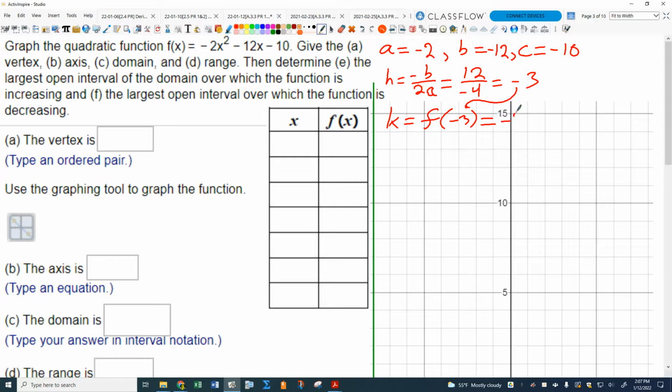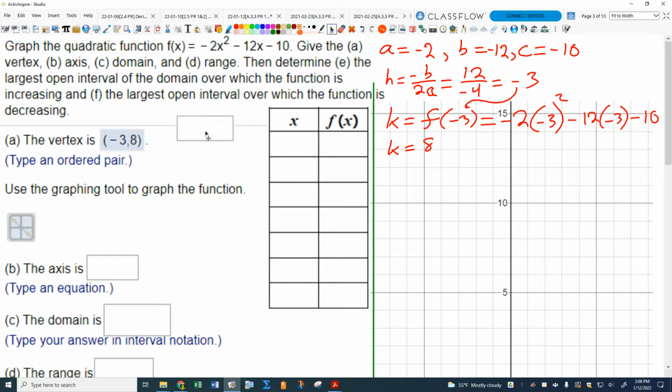So that's going to give me negative 2 times, instead of an x, I've got the quantity negative 3 squared, minus 12 times negative 3 minus 10. So what's that giving me? 9. See, this is good mental math practice. See if we can crank this out mentally here. So I'm getting positive 9 times negative 2 is negative 18. Minus 10 is negative 28 plus 36. Eight's right. Okay. So k equals 8. So what's my vertex then? Negative 3, 8. There you go.